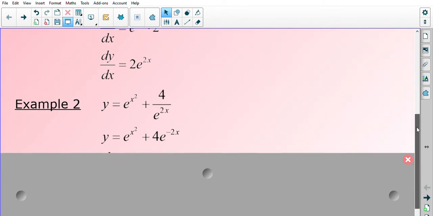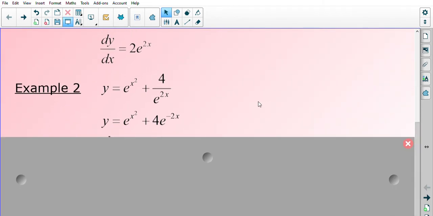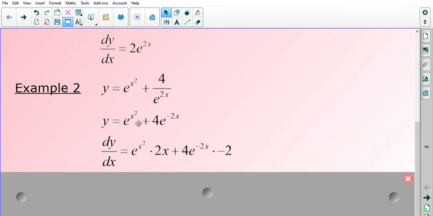So again, remembering that when I'm ready to differentiate, the exponential stays the same, but I must multiply it by the differential of the exponents, which are the powers. If I keep the first one the same, e to the x squared, I need to multiply that by the differential of x squared. If I differentiate x squared, I get 2x, so this needs to get multiplied by 2x. The second one, I get the same 4e to the negative 2x, but I must multiply by the differential of negative 2x, which is negative 2.